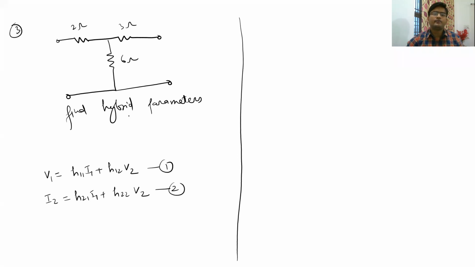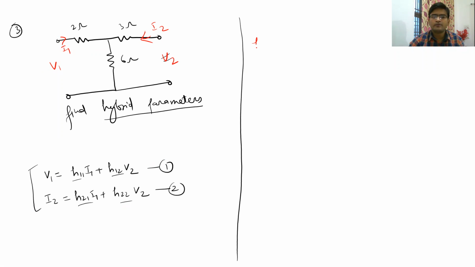Now in this example, we have to find the hybrid parameters for this particular network, and we will go to the standard equation comparing method, or rather we should find the individual hybrid parameters using their definitions. So we have these two standard equations for hybrid parameters, and this is your voltage V1, this is your current I1, this is your voltage V2, this is your current I2. So use the standard notations. All the currents should be coming inside.